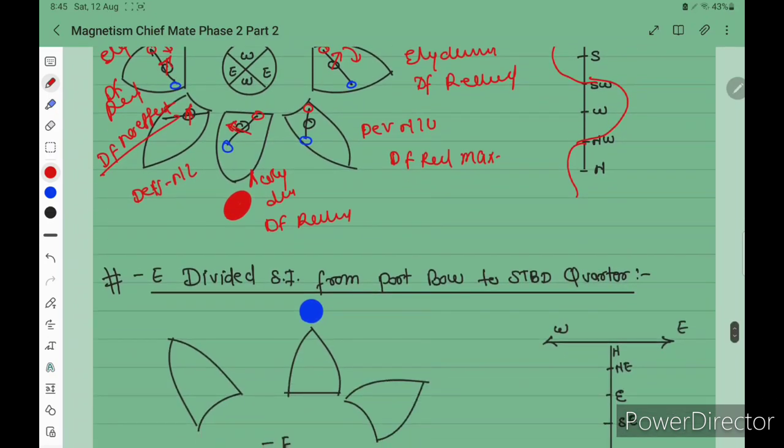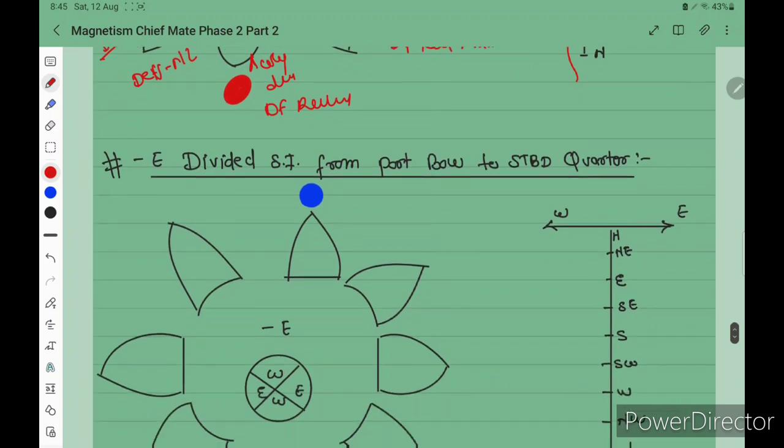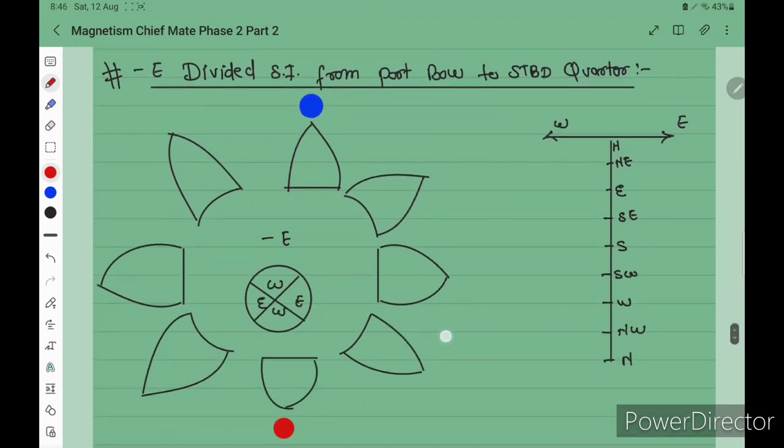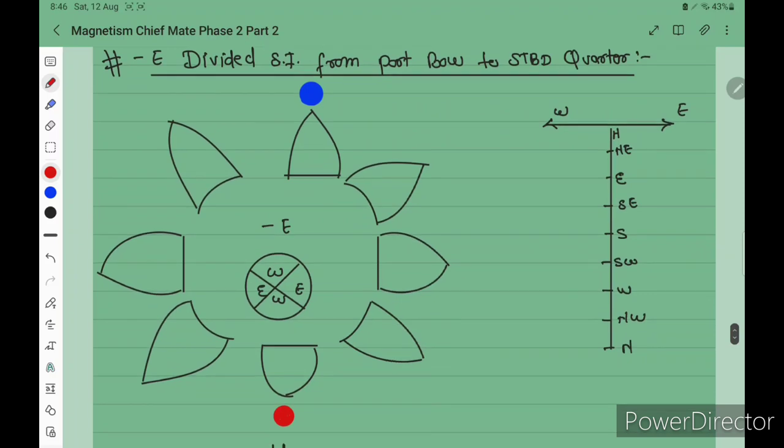Now minus E is divided soft iron from port bow to starboard quarter. It is divided. Okay, so same, mark all the cardinal and intercardinal headings, mark the compass, mark the earth magnetism. The red is south, blue is north. Now it is divided and in port bow, so this port bow divided and the starboard quarter. Okay, so we mark this the same in all the headings.